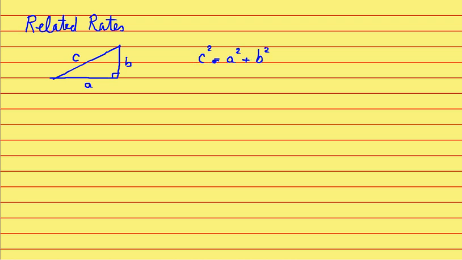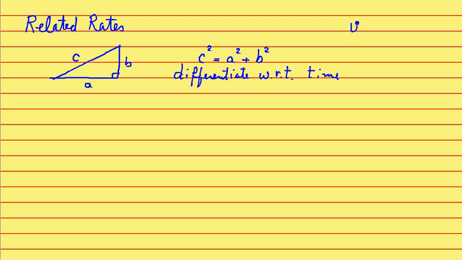If you want to find out how their rates are related to each other, you have to differentiate this whole equation with respect to time. So you say differentiate with respect to time. You need to remember the chain rule to do this properly.